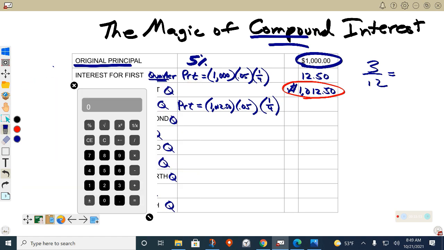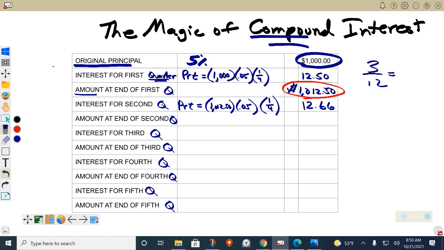Okay, here we go. 1,012.50 times 0.05 equals, divide that puppy by 4. So it grew a little bit more than the first time. It's now $12.66. Put that with me. Trust you guys are seeing this now.